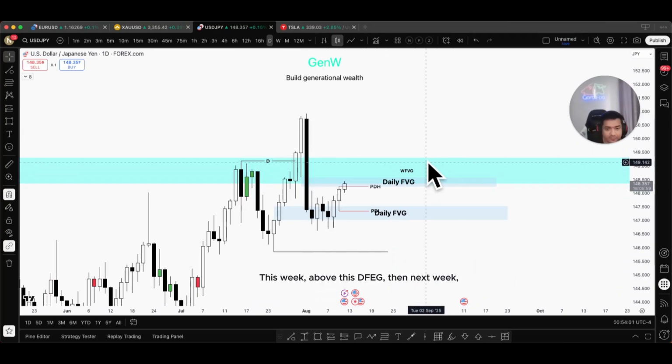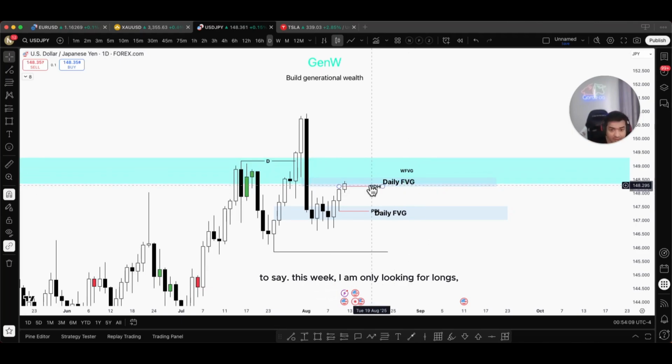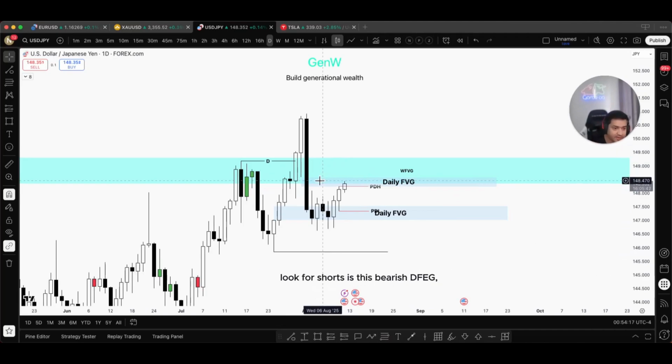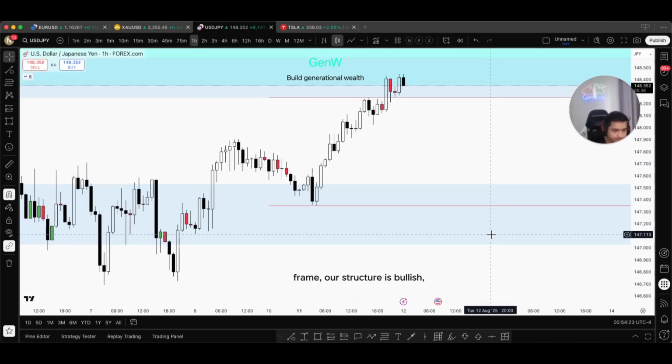If price closes above this week, above this WFVG, then next week I can think of playing long from the inverse fair value gap on the weekly time frame. I hope you understand what I'm trying to say. This week I'm only looking for longs, but from a daily time frame, this week I'm looking for shorts, but the only area where I can look for shorts is this bearish DFVG, which we see here.